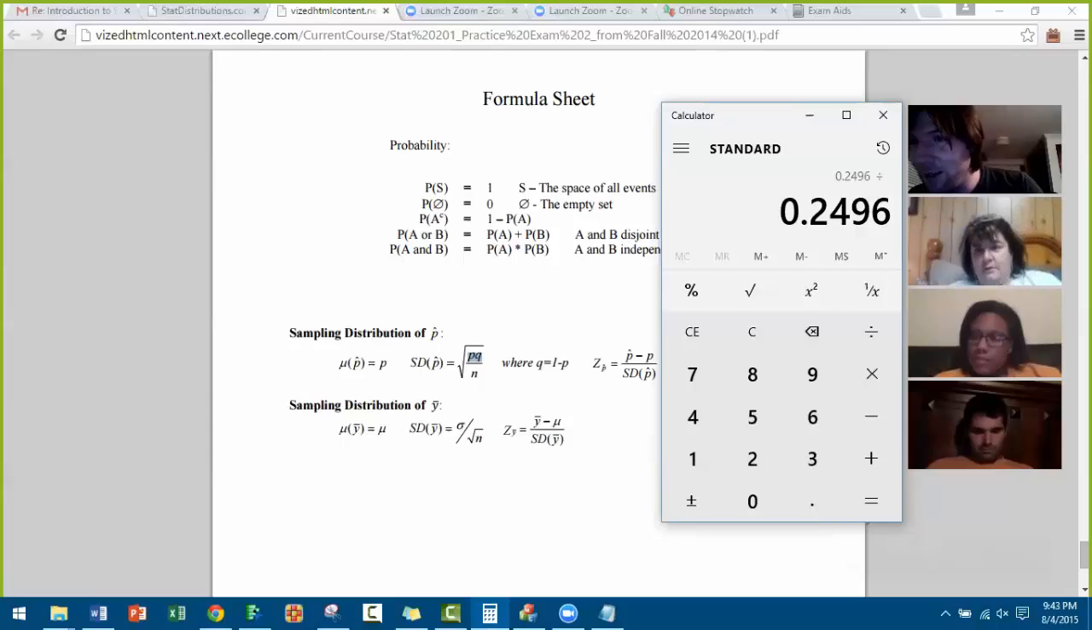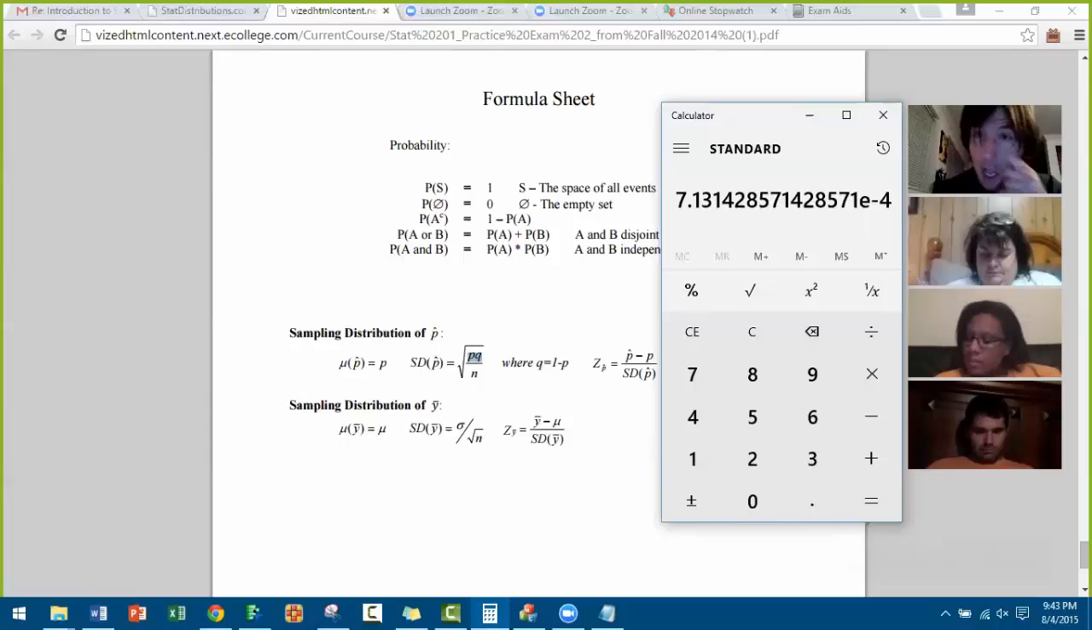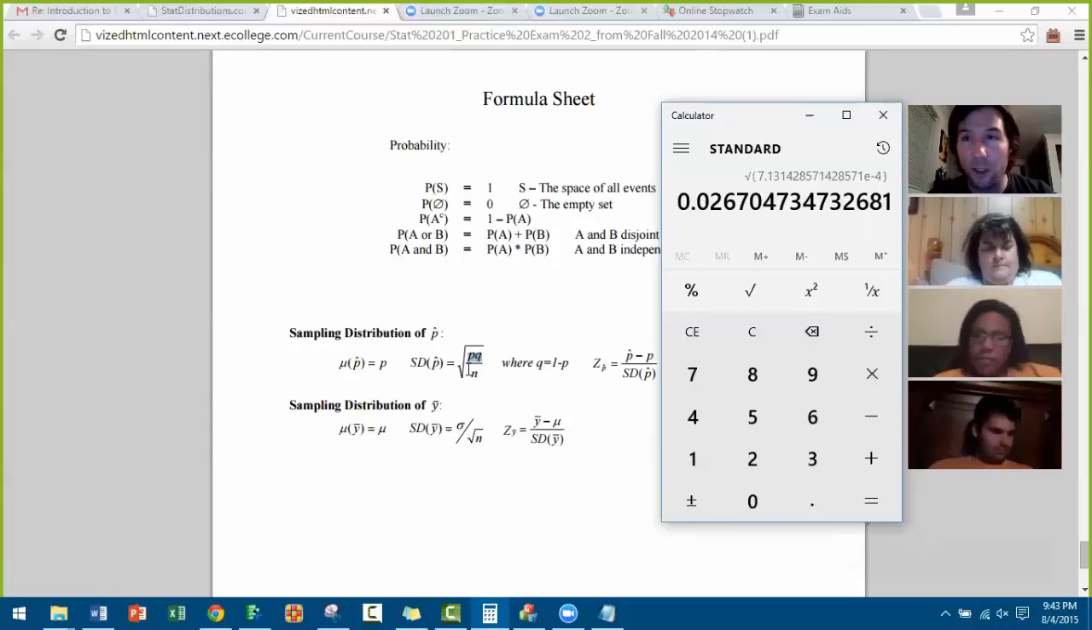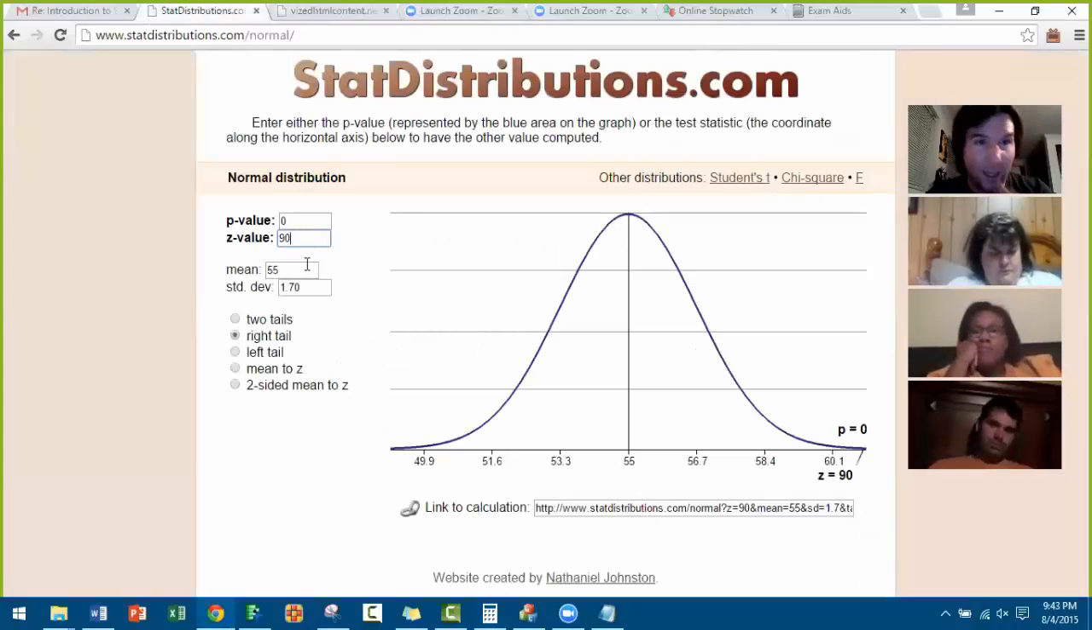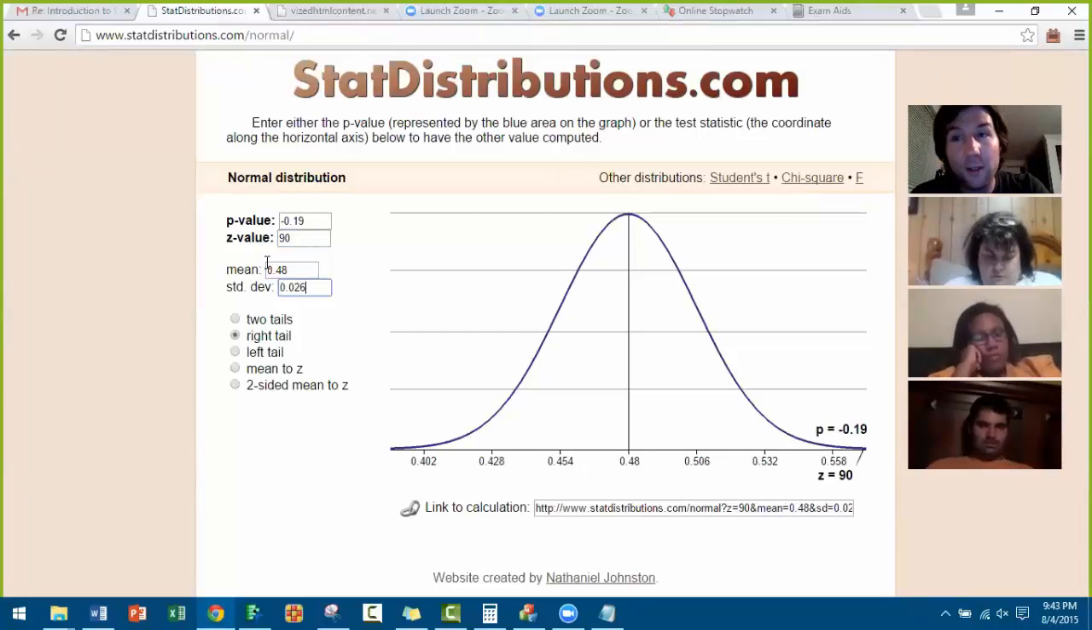350? 350. And then we divide by 350, and then we square root. So that is our standard deviation for the distribution of sample proportions. And what did we expect to see at the center? We go back here. We change this once again. At the center, we expect to see 48, and we have a standard deviation. And there's our distribution right there. Boom. All we had to do was find out the standard deviation for the distribution of sample proportions.